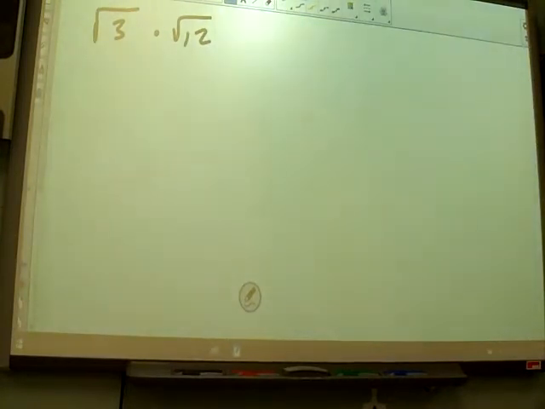All right, so we've got the square root of 3 times the square root of 12. Now, we didn't have a list of properties to write down about radicals, so we're just going to do some examples and look at some things as we go.